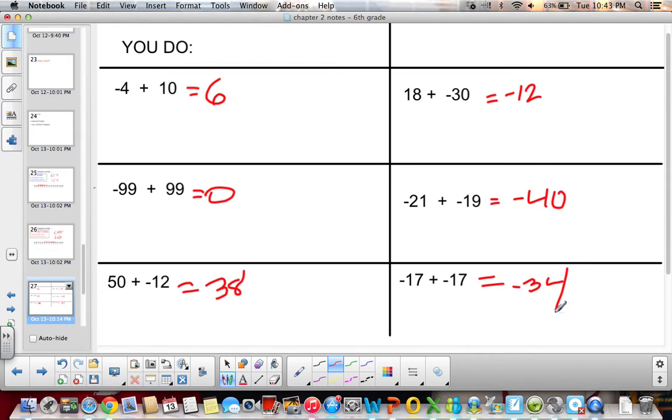If you got any of these wrong, circle them, and then if you have a question about how or why you got it wrong, make sure you bring it to class to ask, okay? If you got it wrong though, make sure you go back and try to recalculate it and find your mistake.